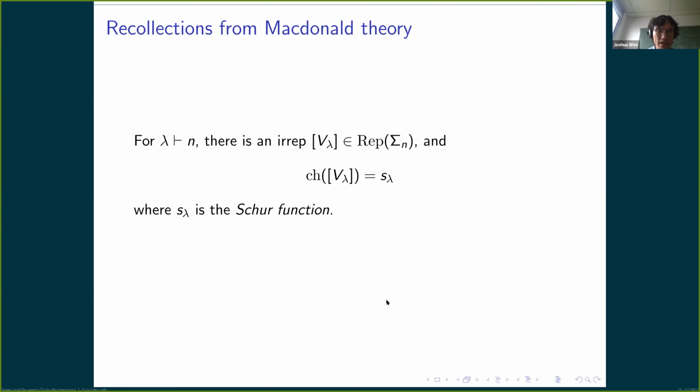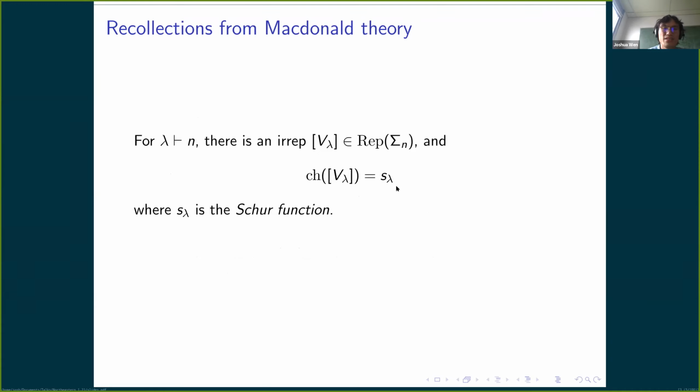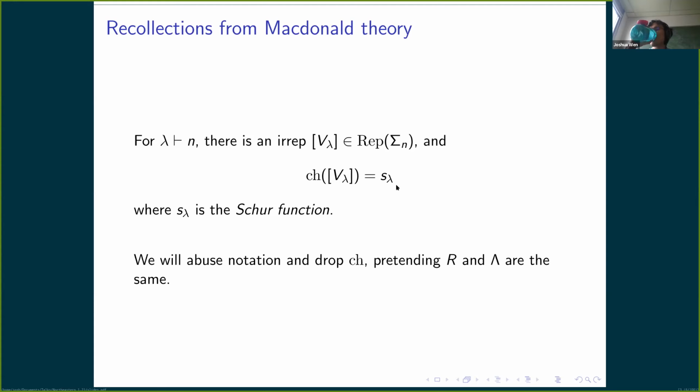So this is modeling. And just going through the story, for a partition lambda of n, you have an irreducible representation. I'm going to index it by v lambda. And this Frobenius characteristic that I failed to say verbally above, this isomorphism, sends v lambda to some function called the Schur function. And so I'm just going to abuse notation and drop this Frobenius characteristic notation, and I'm just going to pretend R and lambda are this thing. And if this bothers anybody, I'm going to be doing this very, very, very much. So just bring that up.